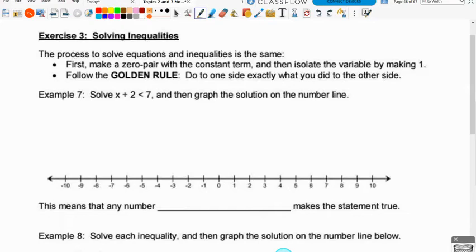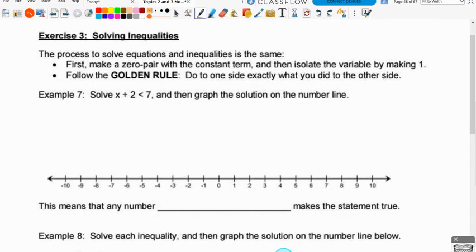In exercise number 3, we're going to put everything together. We're going to actually solve inequalities. The process to solve equations and inequalities is the same. First, you're going to make a zero pair with the constant term, and then you're going to isolate the variable term by making 1. You're going to find the value of just one variable. Follow the golden rule. Do to one side exactly what you did to the other side.